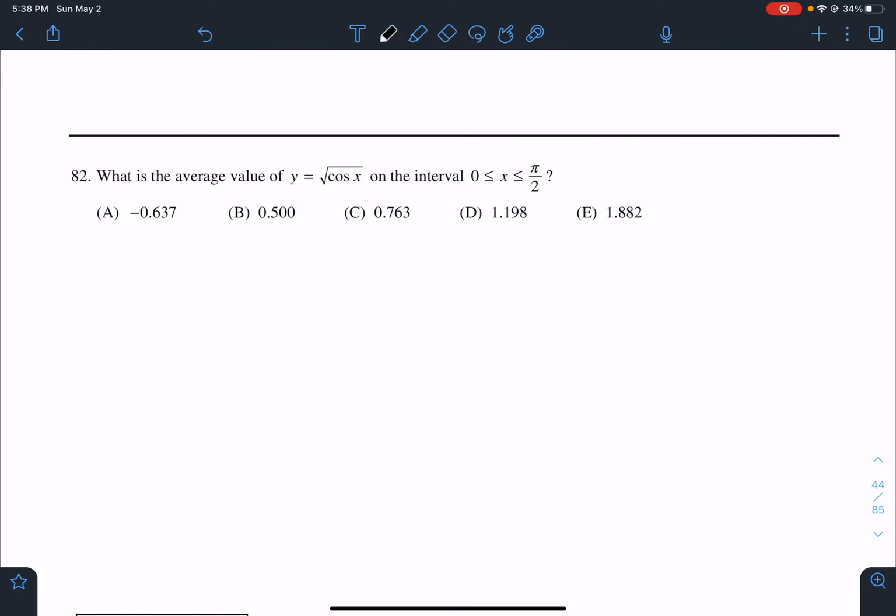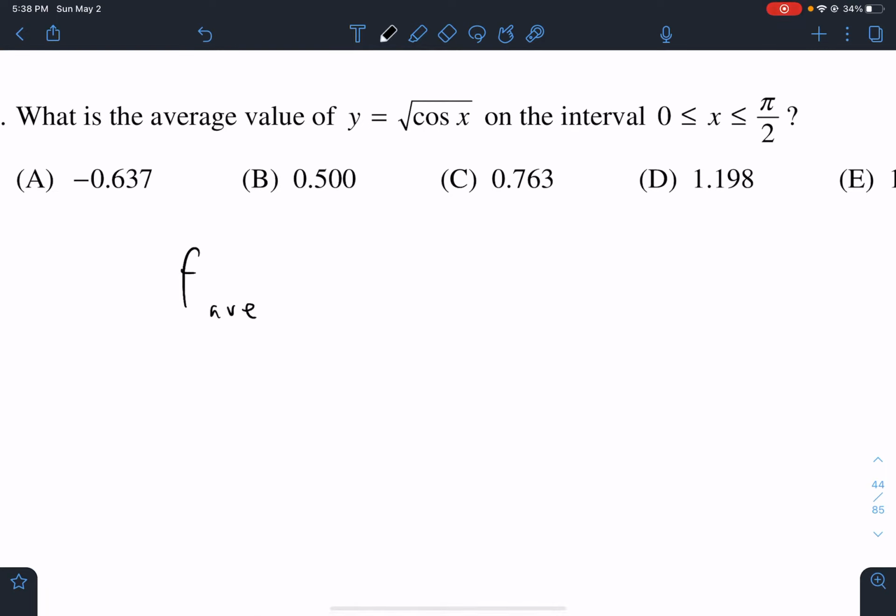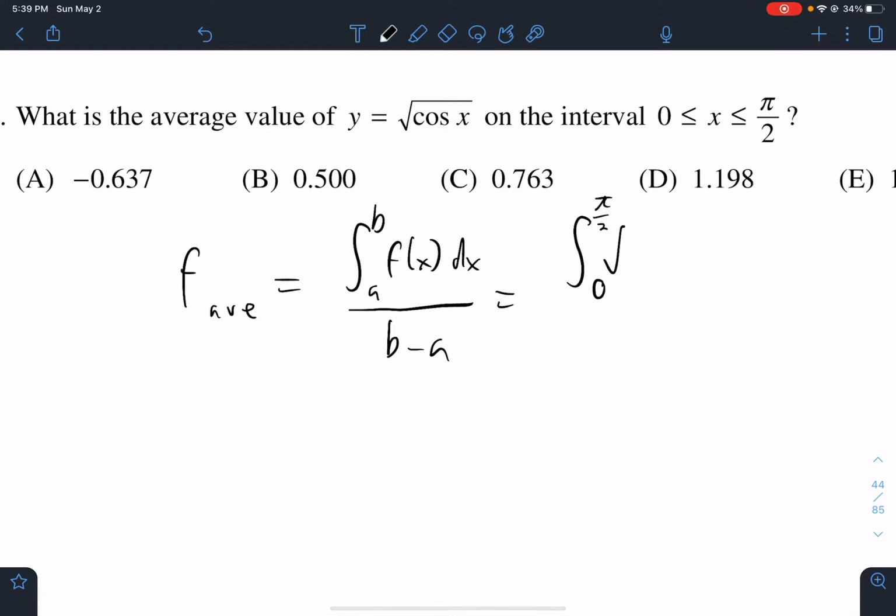So 82, we want to find the average value. And so the formula for an average value, or av, that'll equal the integral from a to b of f of x dx over b minus a. That gives us the average value over the interval a to b. And so when we plug this in, this will be 0 to pi over 2 of the square root of cosine of x, and we'll divide that by pi over 2 minus 0, which is just pi over 2.